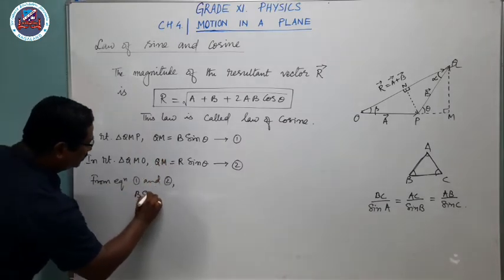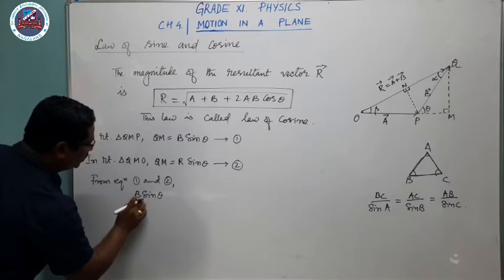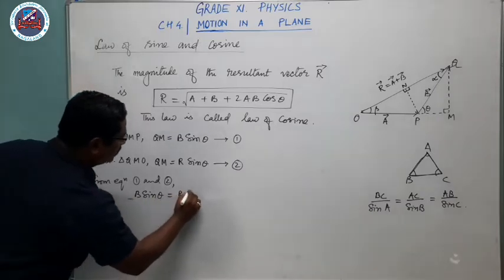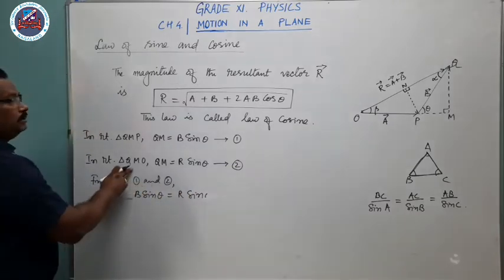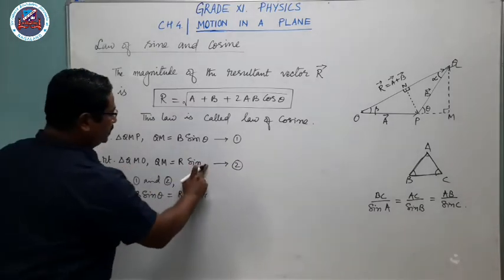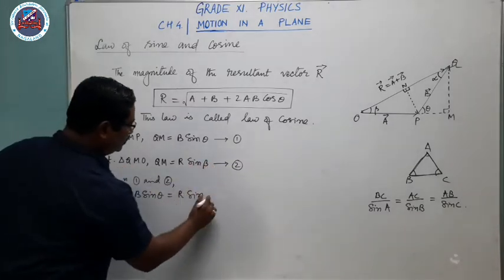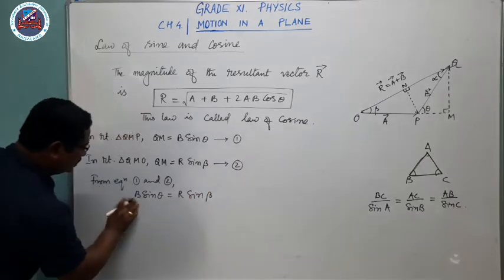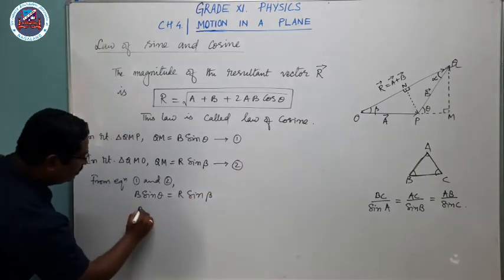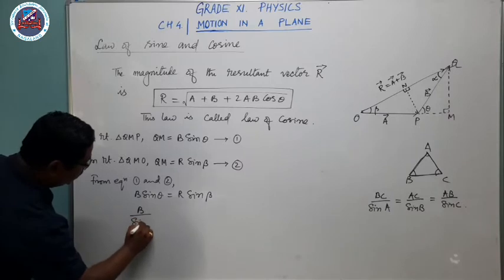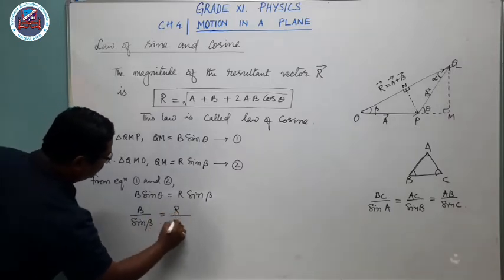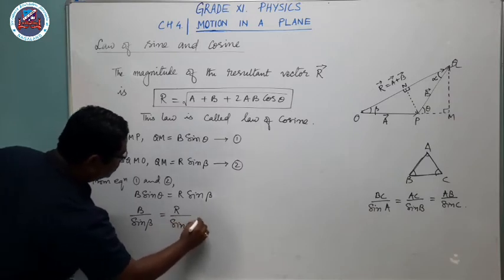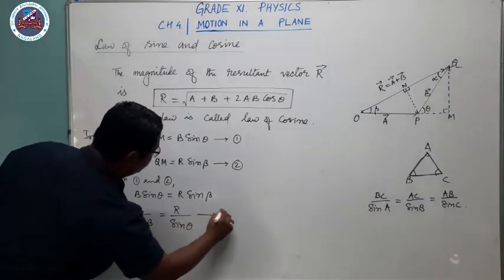B sine theta is equal to R sine theta. In right triangle QMO, the angle is beta. This is beta. So you can write this as B by sine beta, cross multiply, this one bring down, is equal to R by sine theta. Mark this as equation number 3.